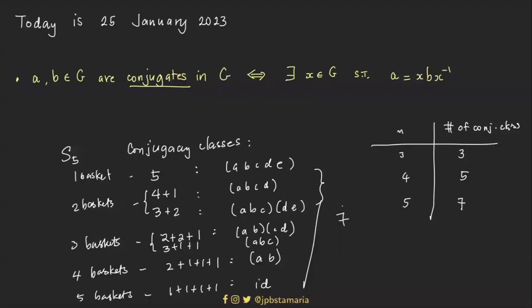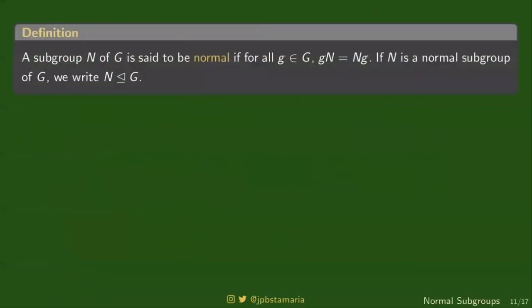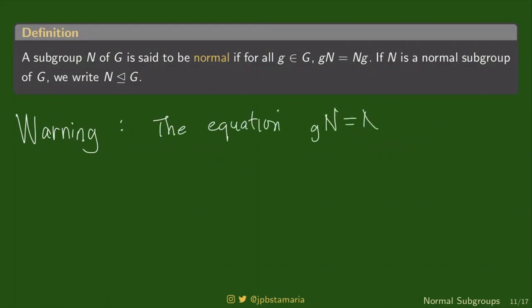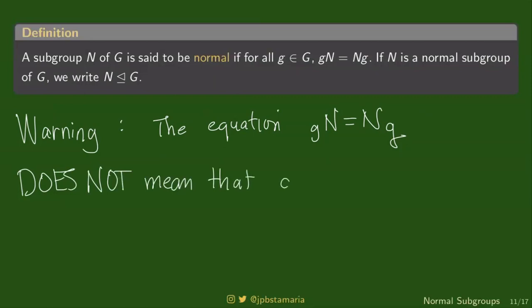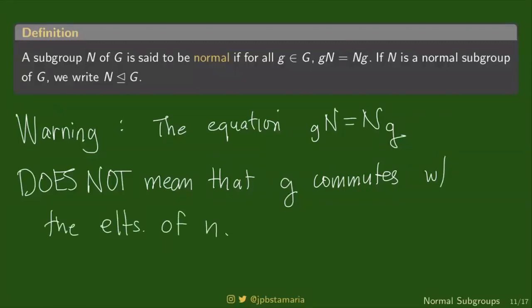Oh, warning yan ha. Warning. Lagay ko dito, warning. The equation or the equality gN equals Ng does not mean that g commutes with the elements of N. Hindi yun ang ibig sabihin yan.